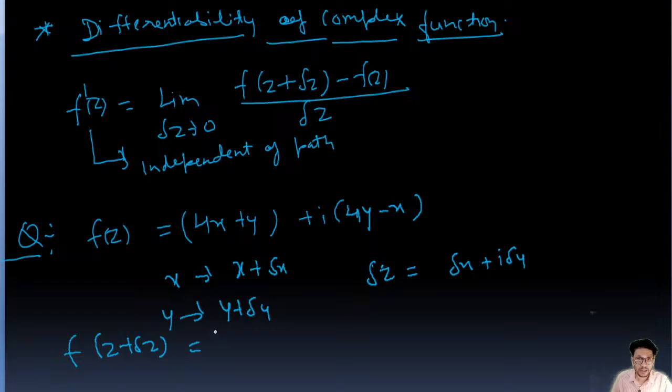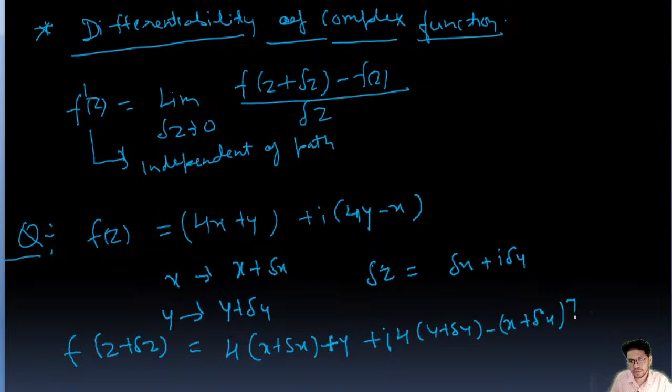Okay, so f(z plus delta z) is going to be: 4 times (x plus delta x) plus y plus delta y, plus iota times 4 into (y plus delta y) minus (x plus delta x), right? Okay.